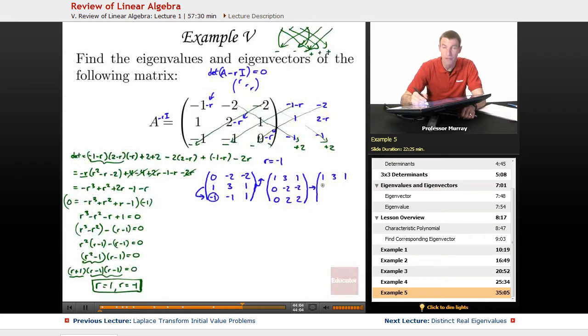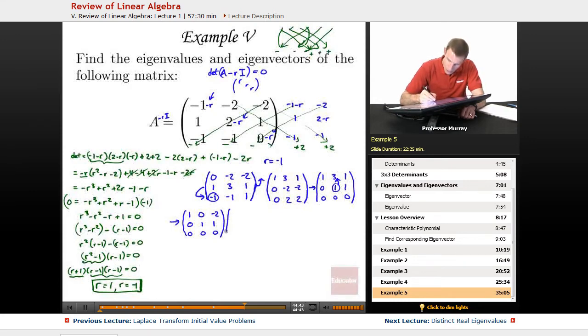I'm going to get 1, 3, 1 in the first row. And that second row, I can divide by negative 2. I'll get 0, 1, 1. And then I could use that 1, 1 to clear out the bottom row. Actually, I could subtract it away completely and just get 0, 0, 0. And I think I'm going to take it one more step. I'm going to use this 1 to clear away this 3. So I'm going to subtract 3 copies of the second row from the first row. So that'll give me 1, 0, negative 2, then 0, 1, 1, and 0, 0, 0.